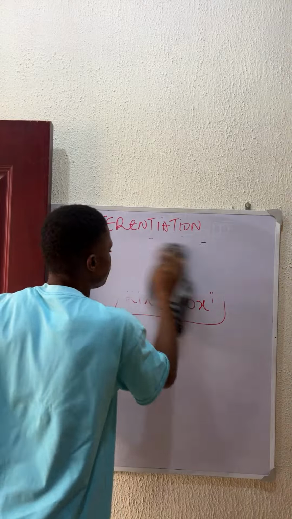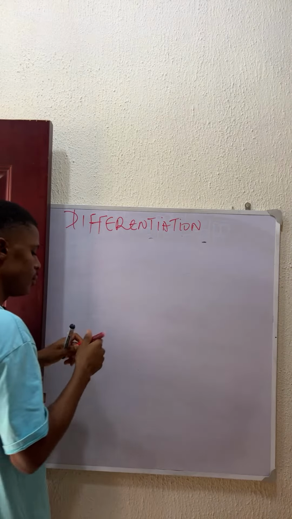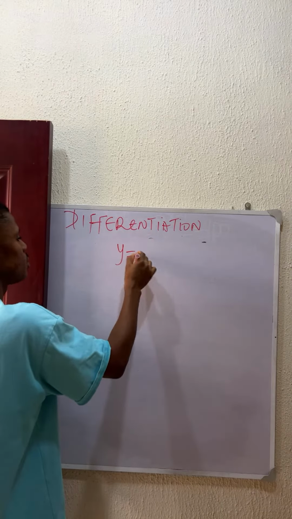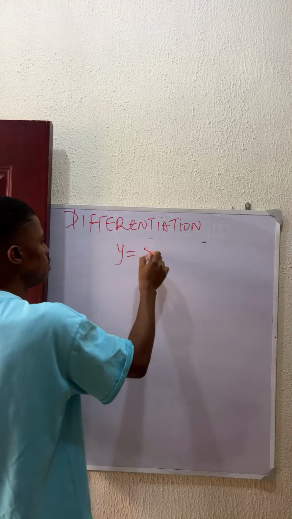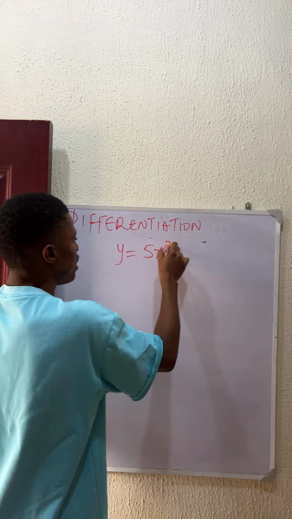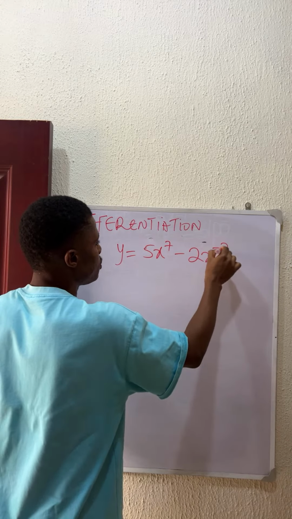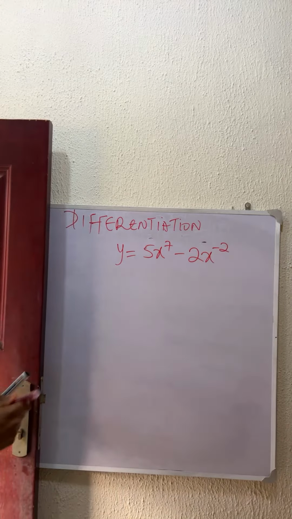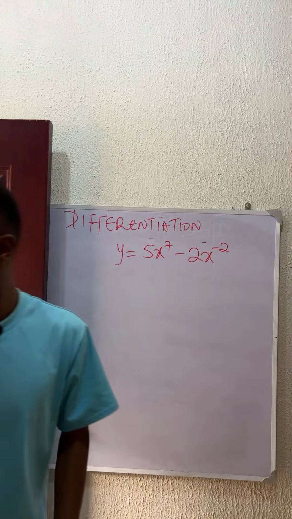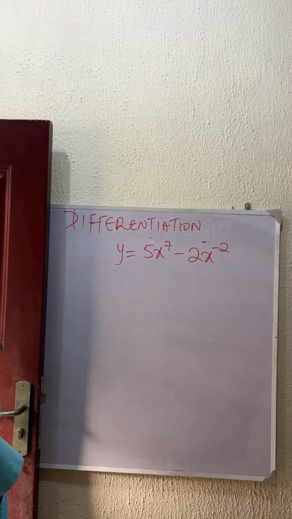Okay, let's look at the next one. Let's look at y is equal to 5x power 7 minus 2x minus 2. Okay, let's look at this. This one is a bit tricky, but we're going to do it right away.